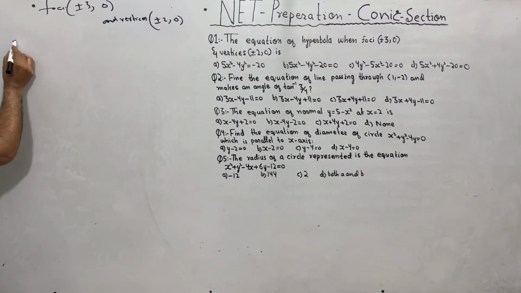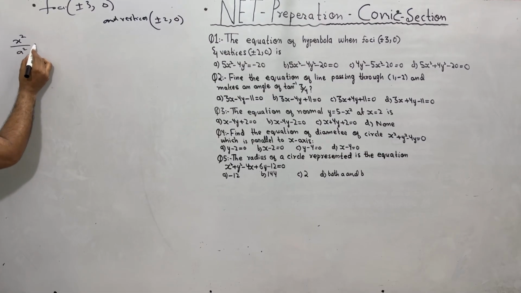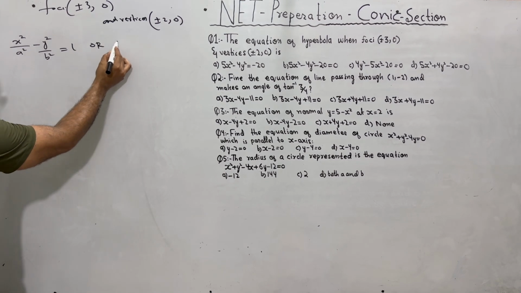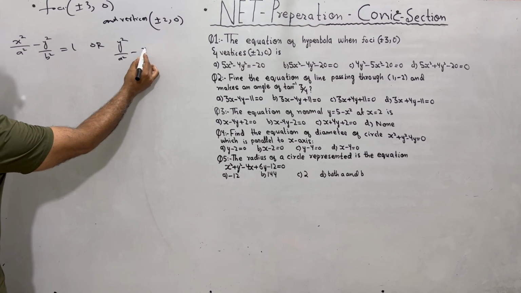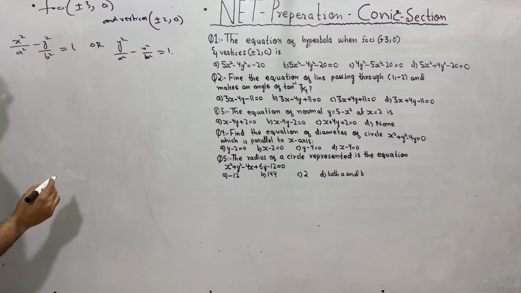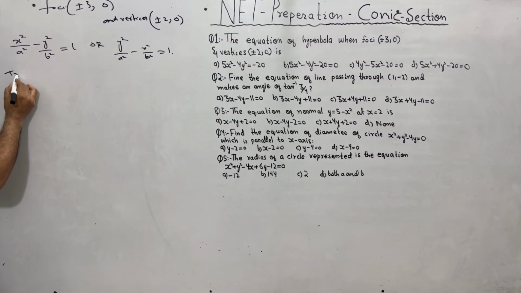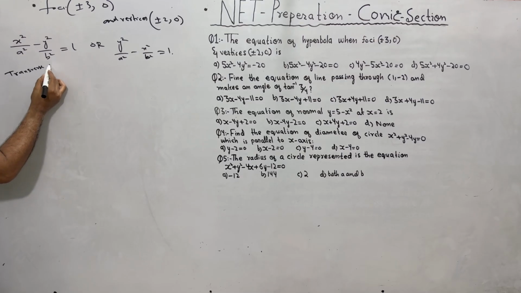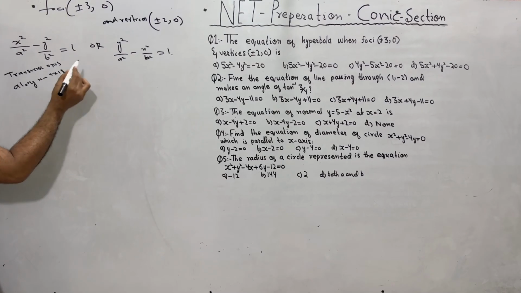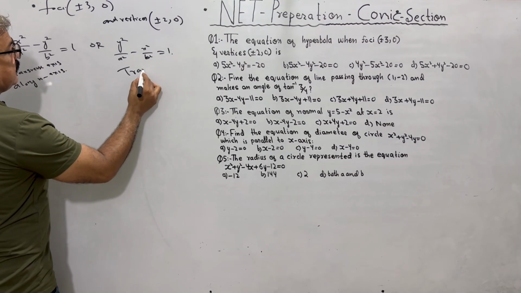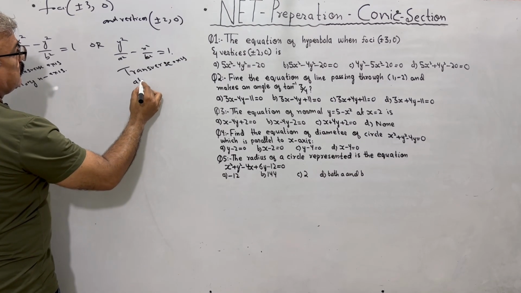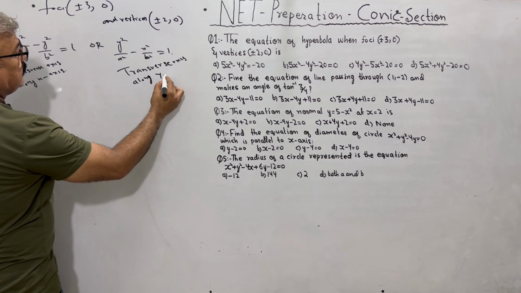These are the standard equations of a hyperbola having center at origin: x square over a square minus y square over b square is equal to 1, or y square over a square minus x square over b square is equal to 1. What is the difference between these two? In the first case, the transverse axis is along the x-axis. In the second case, the transverse axis is along the y-axis.